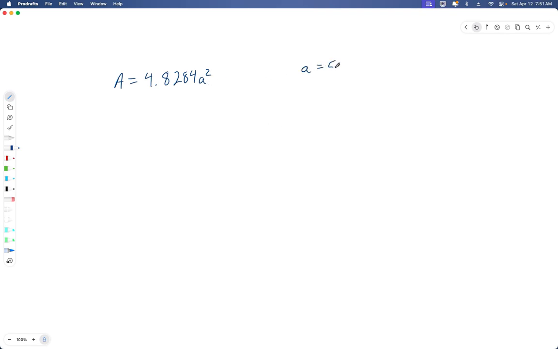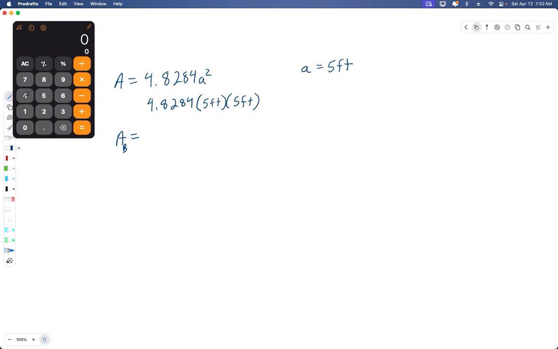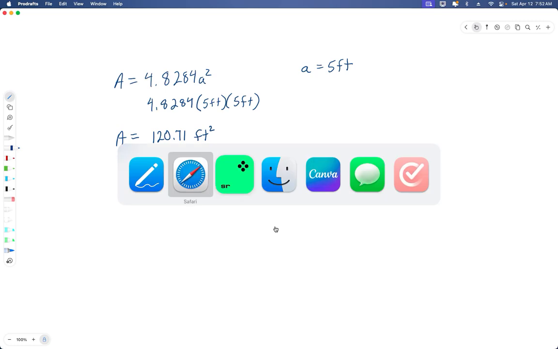Well, a is equal to 5 feet. So we're going to substitute that in. 4.8284 times a squared. a is 5 foot, so 5 foot times 5 foot, right? So the area of the base is going to be equal to 4.8284 times 5 foot times 5 foot. And that's going to be 120.71 feet squared. That is the area of the base. So that is what we would type in.